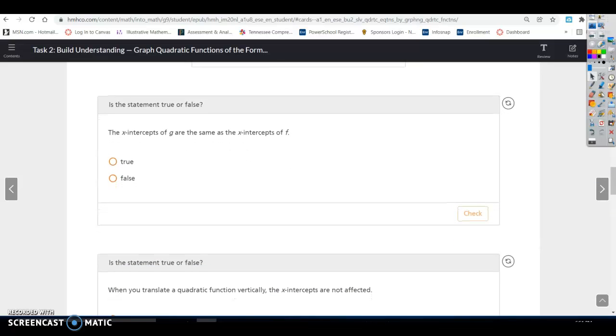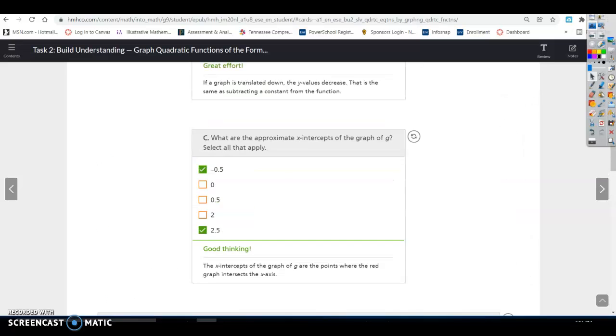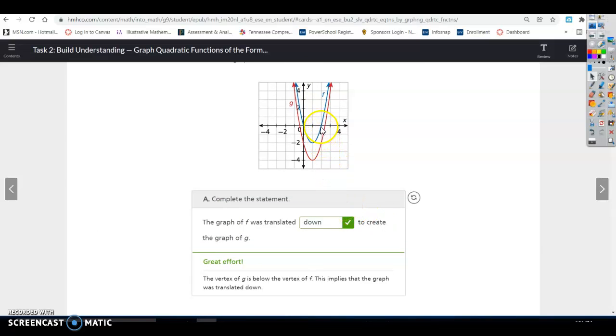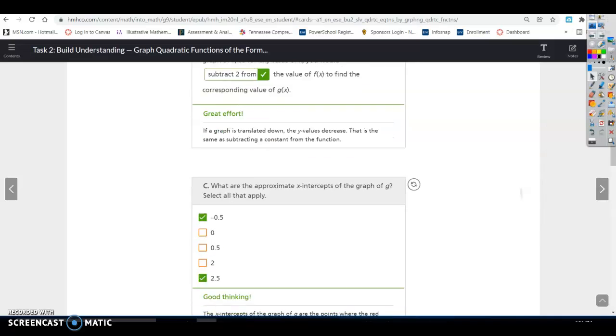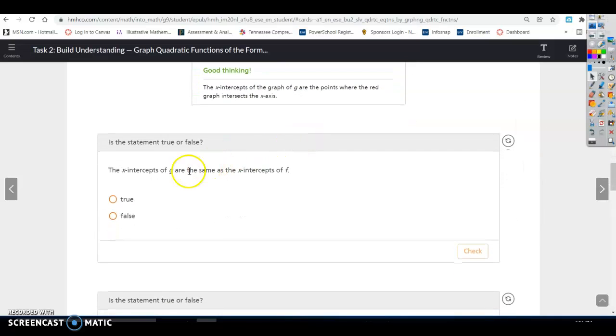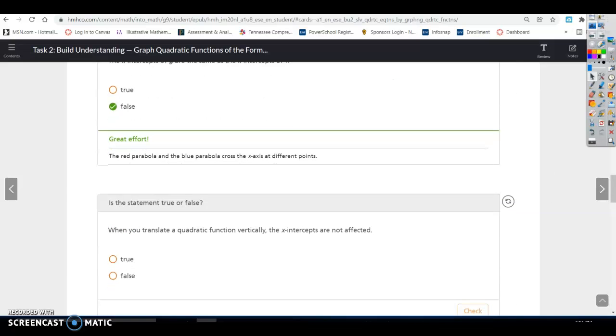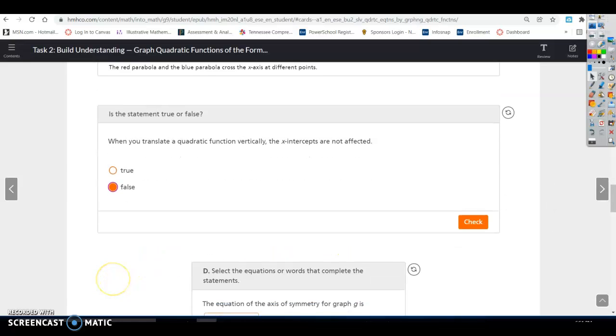All right, so is the statement true or false? The x-intercepts of g are the same as the x-intercepts of f. And the answer to that is no. See, the blue graph's x-intercepts are inside the red, so they do not cross the x-axis at the same place. That would be a false statement. And then it says, is this statement true or false? When you translate a quadratic function vertically, the x-intercepts are not affected. Well, they are affected because we had different ones, so that one is also false.